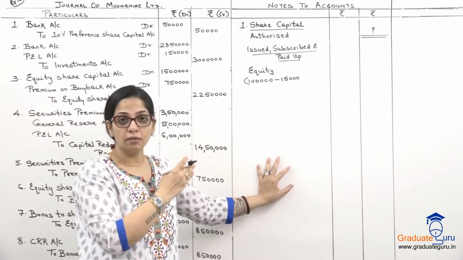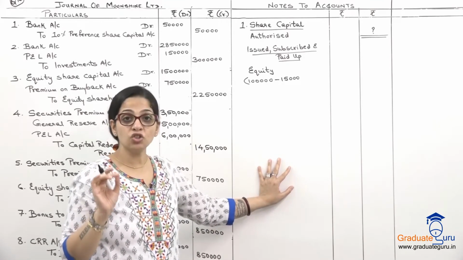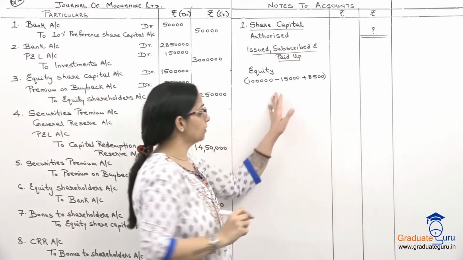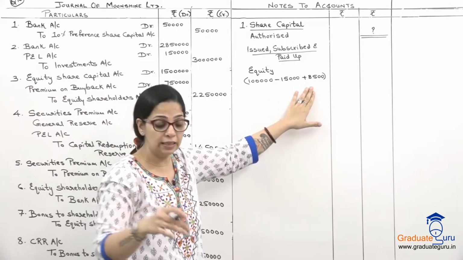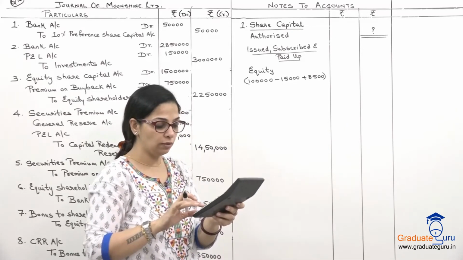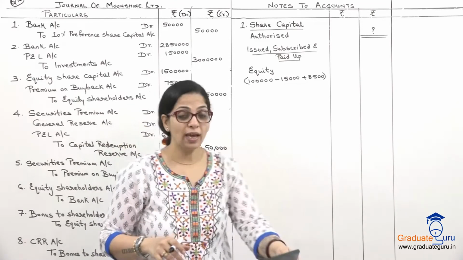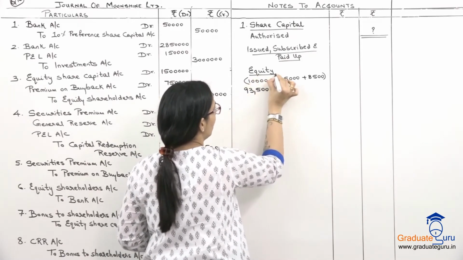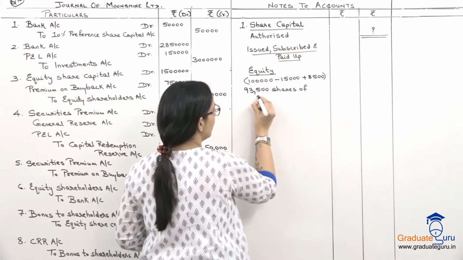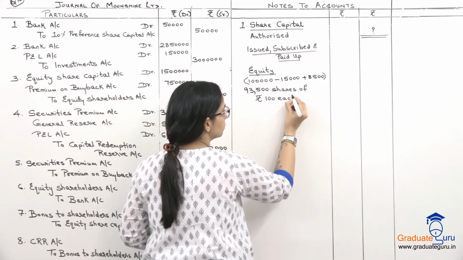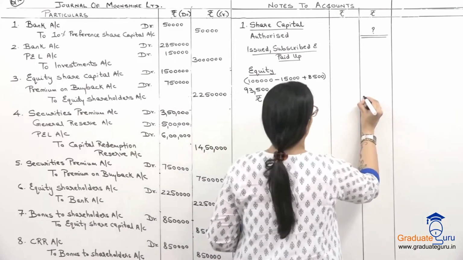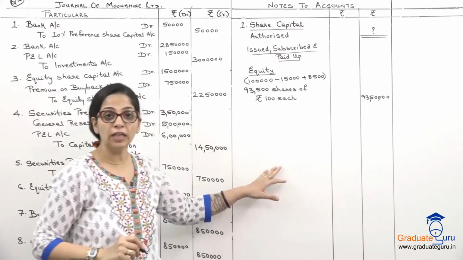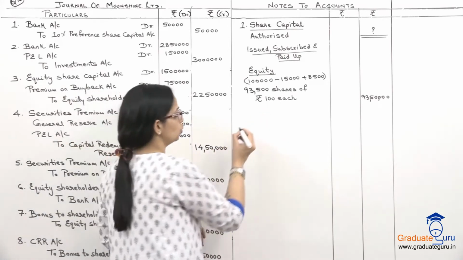But it doesn't end there. After that we made the bonus issue. How many bonus shares we issued? 8,500. So that will get added because these are new shares. These shares are gone, cancelled; these shares are newly created. So let's calculate now how many shares we are left with. So we have 93,500 shares. So we will write 93,500 shares. I've already given the heading equity. And the shares are of rupees 100 each. So that will be 93 lakhs 50,000.